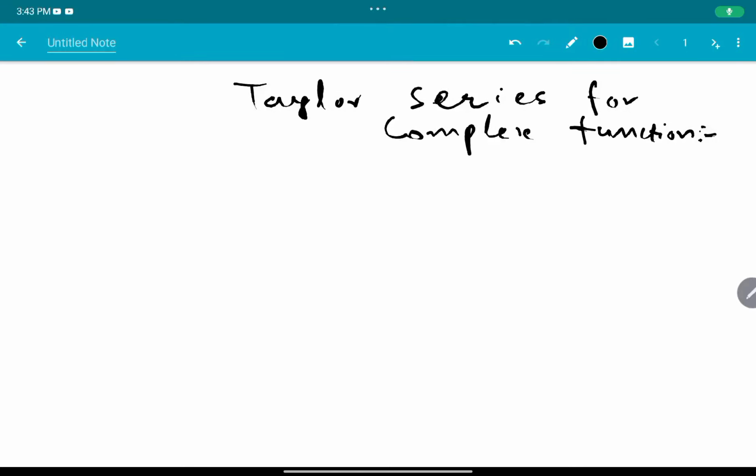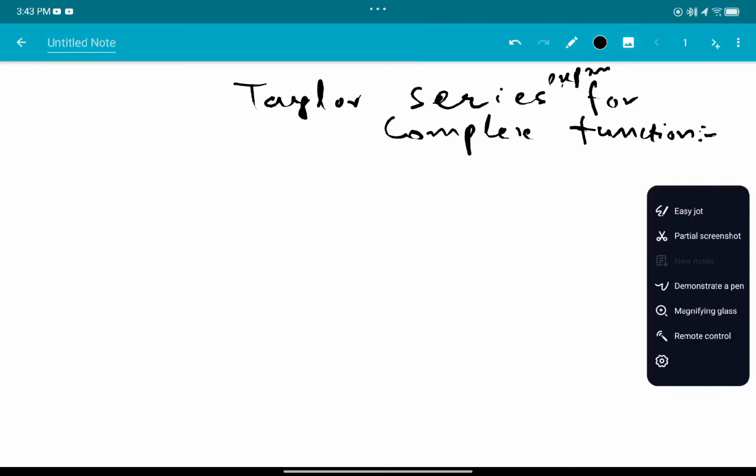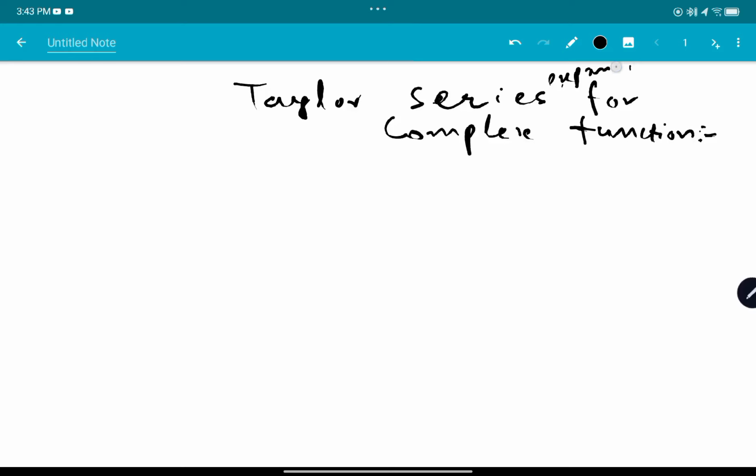Dear students, today we will discuss Taylor's series expansion. Taylor's series expansion for complex functions. We already are familiar with Taylor's series expansion of real functions, and here we extend that to complex functions. We shall need certain things that I would like to review a little bit.